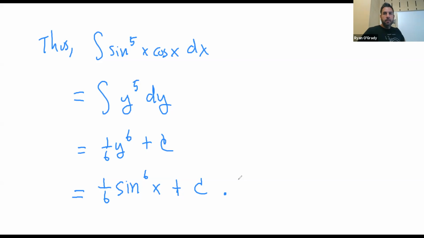Questions about this? So what I want you to take from this is notice that the power of 8 was immaterial. I don't care what number was there. The same strategy works. And if sine and cosine were flip-flopped, it would be very similar. You would just have a negative sign floating around. So that's how you do G. Does anybody have a question?